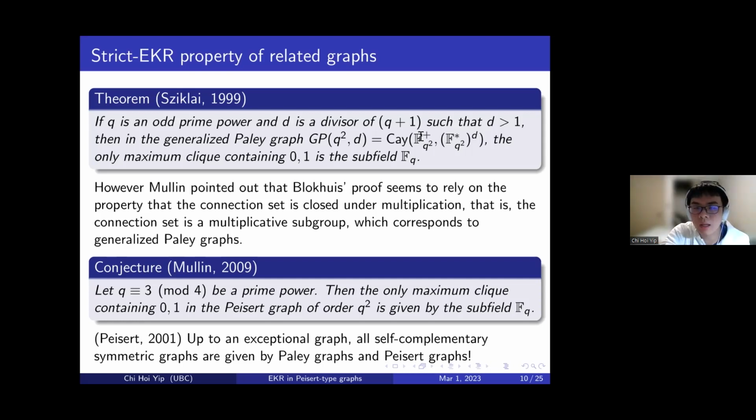So it's again a Paley graph defined on the additive group of a finite field of Q squared elements, with the connection set being the set of these powers. And Sziklai just modified Blokhuis's proof to show that if D divides Q plus 1, then we still have the EKR theorem. Here it's important to assume that D divides Q plus 1, because you can show that D divides Q plus 1 if and only if the subfield FQ forms a clique.